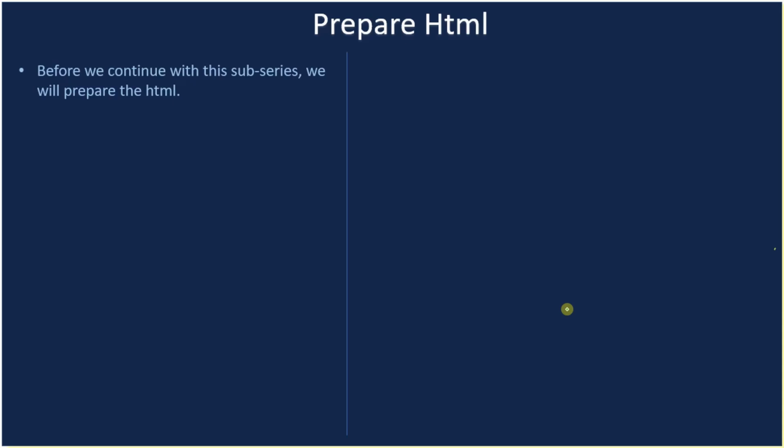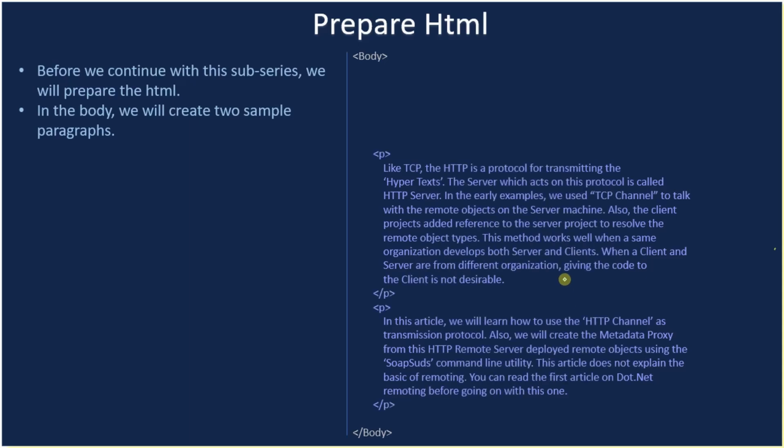Before we continue with this subseries, we will prepare the HTML because using that HTML, we will apply jQuery functions. So the HTML acts as a base for this subseries. So we initiate the body. In the body, we will create two sample paragraphs. This is paragraph 1, and here we start paragraph 2. So totally, we have two paragraphs running inside the HTML.